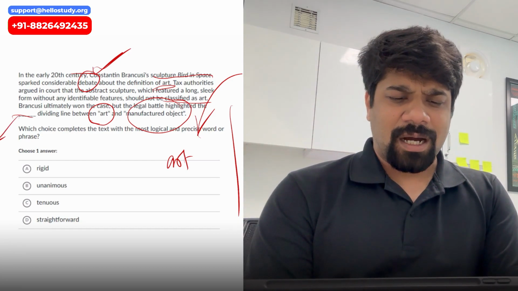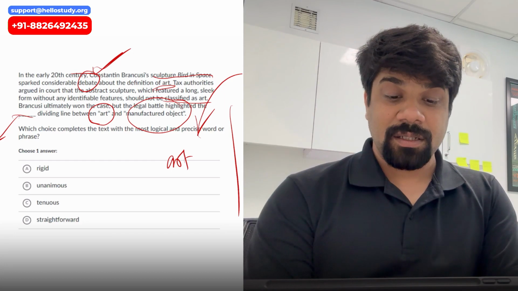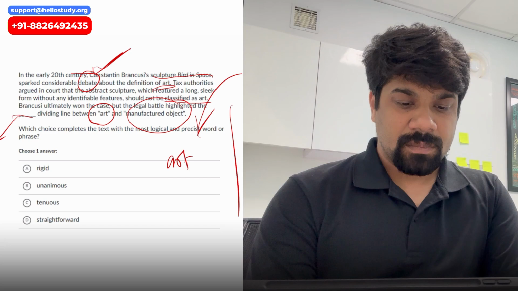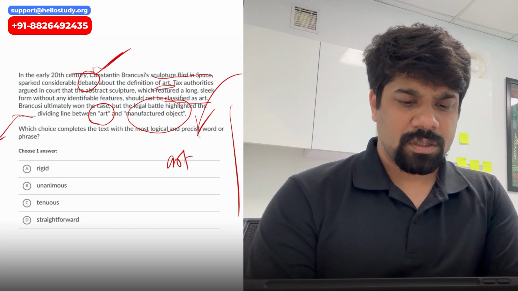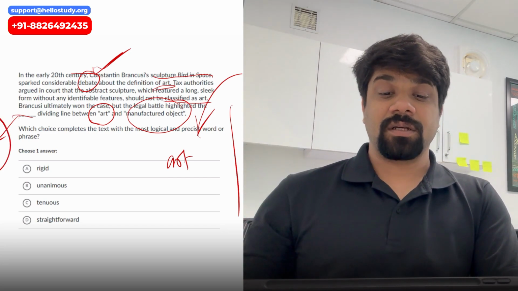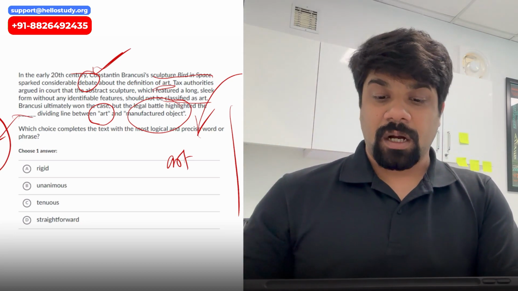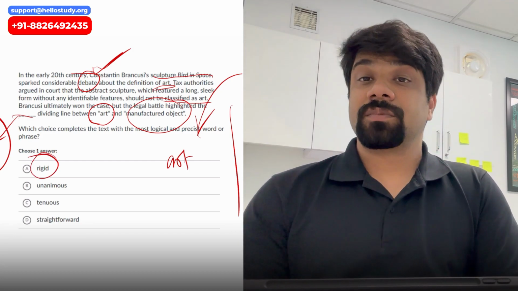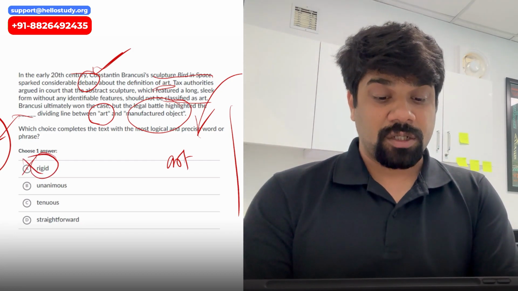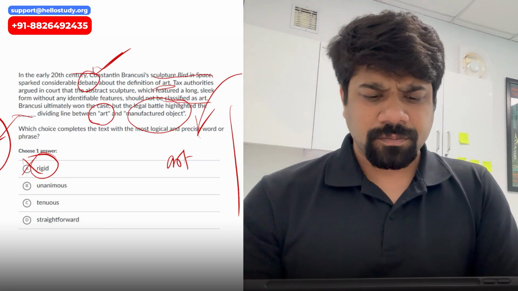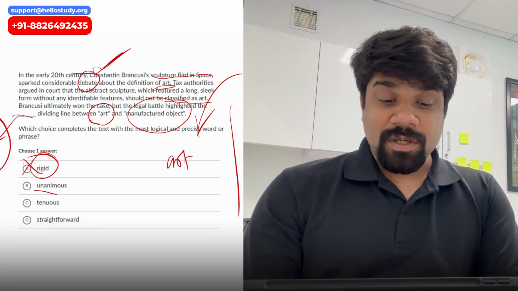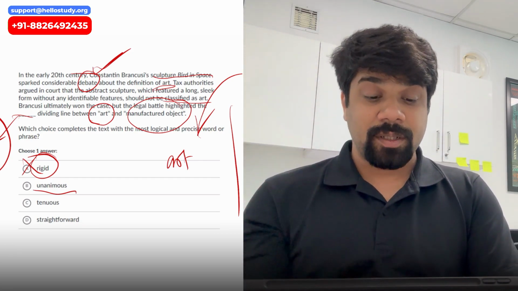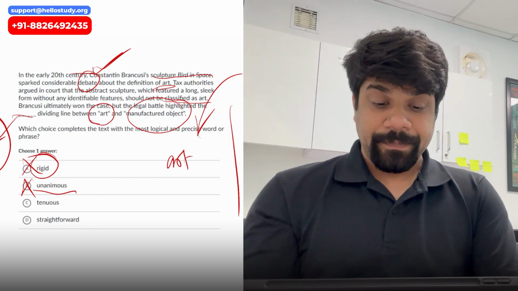So we'll say unclear line, highlighting the unclear line dividing the art and manufactured object, in our own words. Let's go through the answer choices. Rigid is firm. So is there a firm division? No, certainly not. So there's an unclear division. Unanimous, are people unanimous on the division? No. If they were, then why would there be a debate? So B is also eliminated.